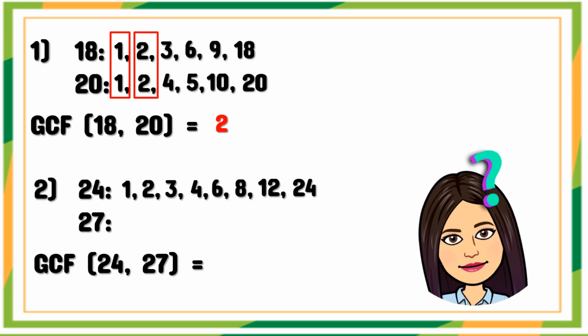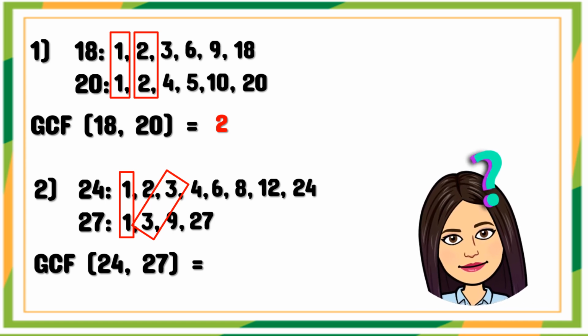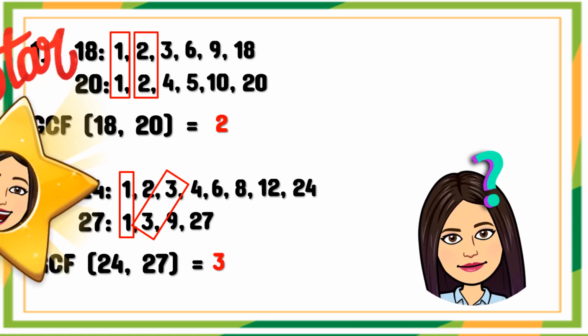These are the factors of 27. 1 and 27, or 1 times 27; 3 and 9, or 3 times 9. The common factors of 24 and 27 are 1 and 3. And the greatest common factor is 3. Therefore, the GCF of 24 and 27 is 3.